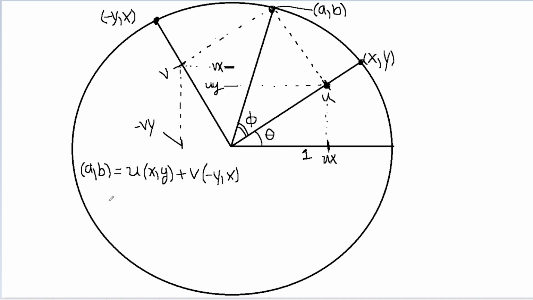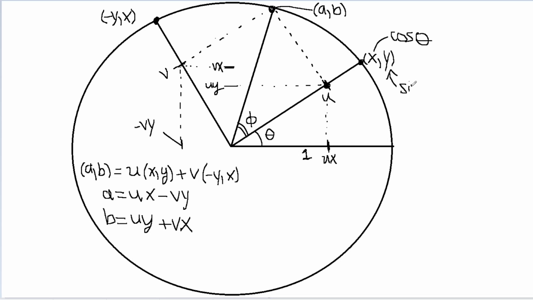What this means is that A is equal to ux minus vy, B equals uy plus vx. But what is x? Well, this is a unit circle. This is cos theta. This is sine theta.